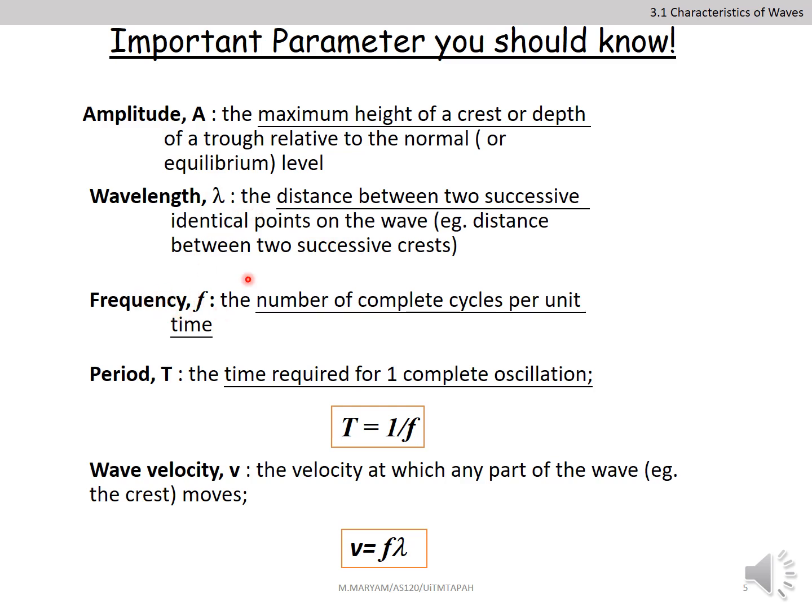Frequency f is the number of complete cycles per unit time. The unit is hertz or per second. Period T is the time required for one complete oscillation. T equals 1 over f. The unit is second. Wave velocity is the velocity at which any part of the wave, for example a crest, moves. v equals f lambda. The unit is meter per second.